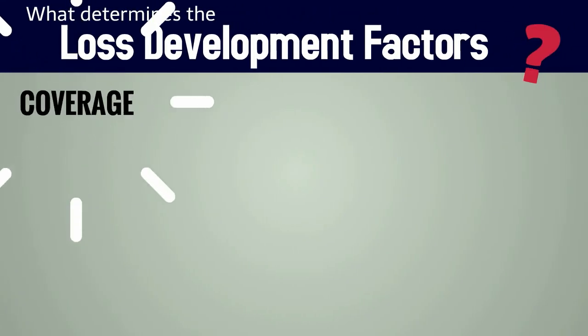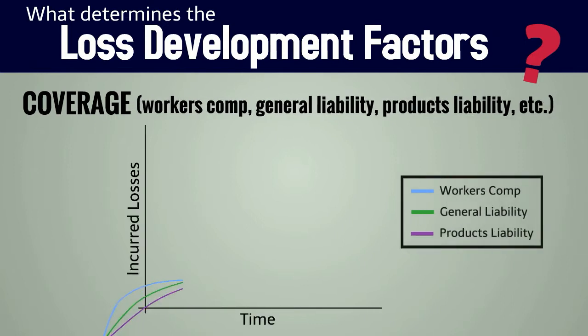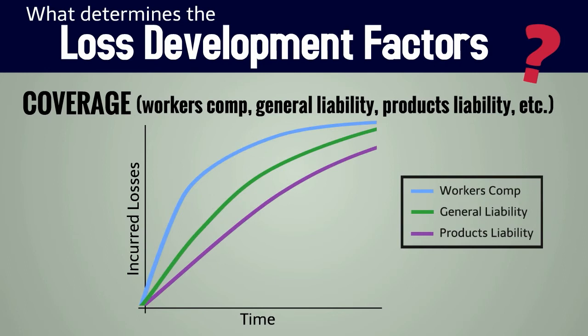Loss development factors vary significantly by coverage. For example, loss development factors for workers' compensation are very different from products liability. This is due to the different rates at which claims mature. Differences in policy type, claims made versus occurrence, result in different loss development factors.